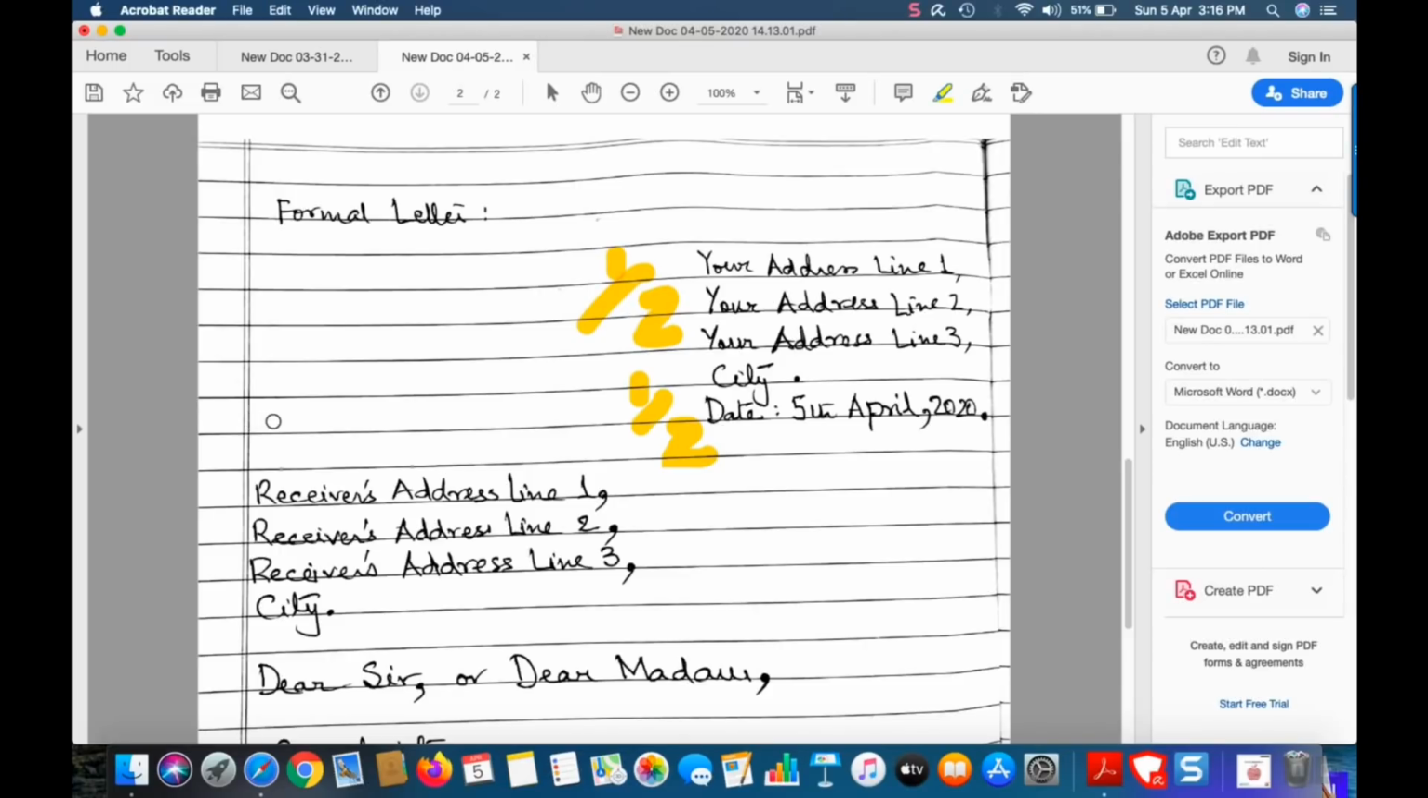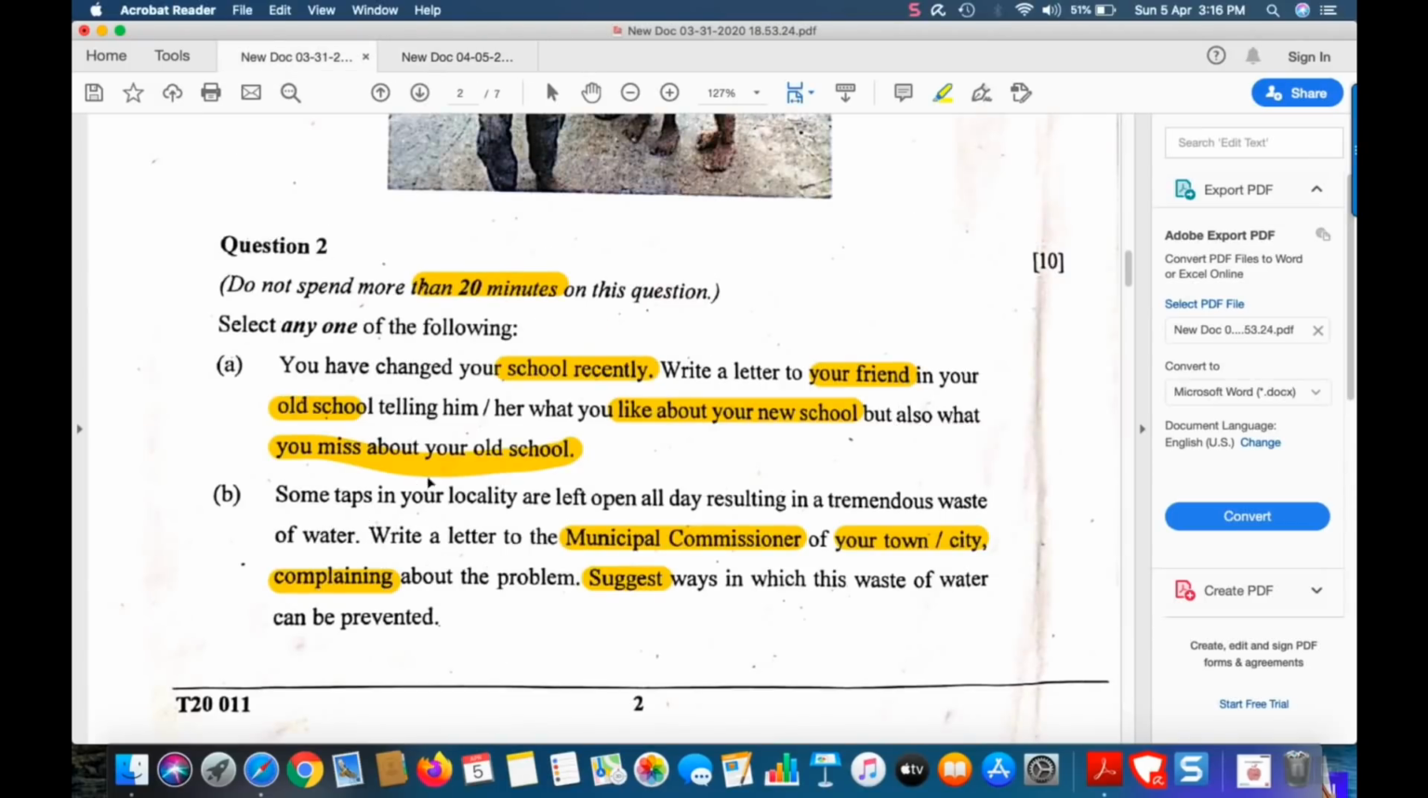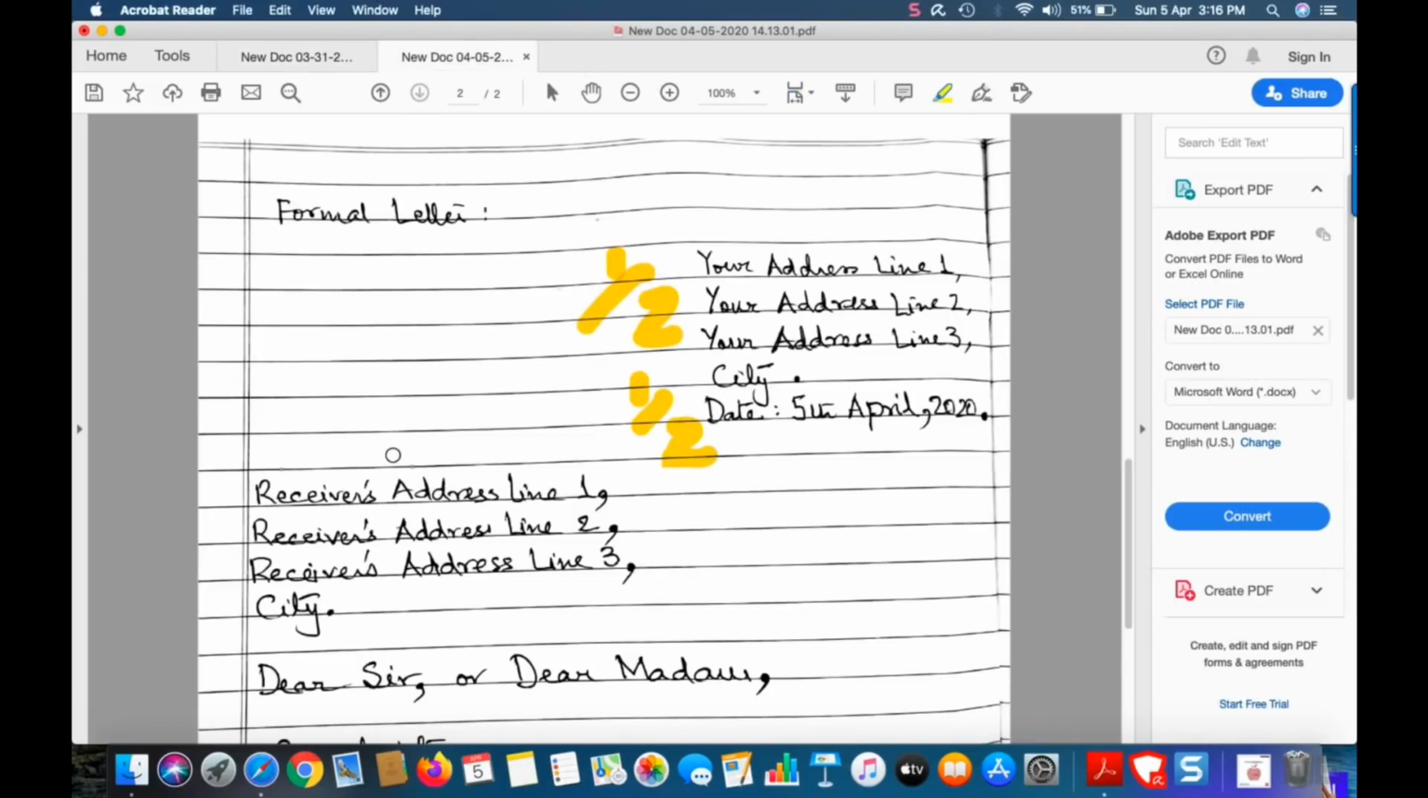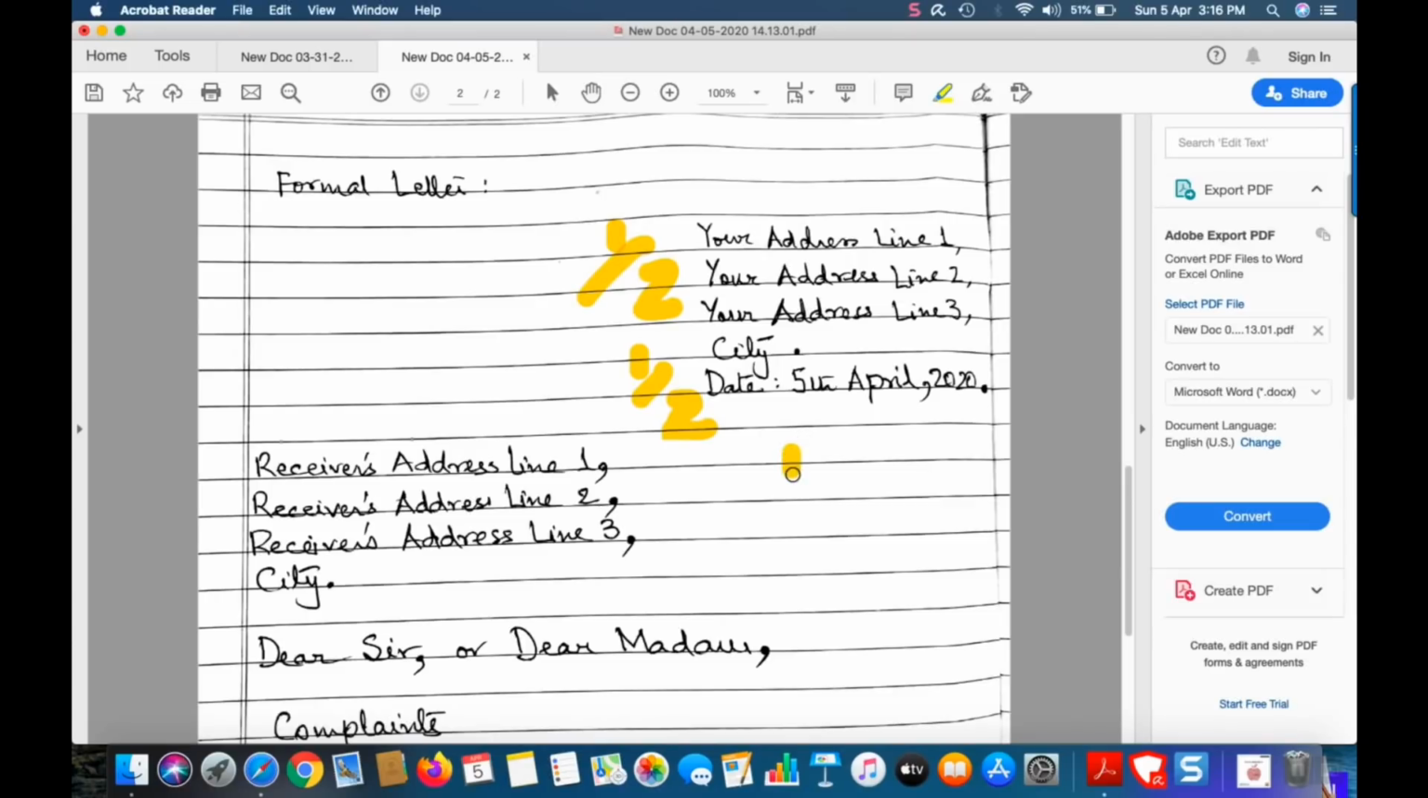The principal, the commissioner, the inspector, the district magistrate. This article is important because we are talking about a specific person. That is the reason the municipal commissioner. Then again, there will be 3 lines of address, 1, 2, 3, followed by commas, and then the city and a full stop. So far so good. This is again half mark.